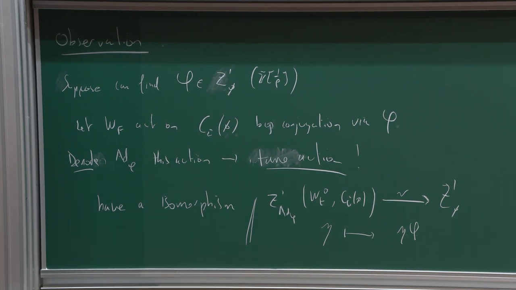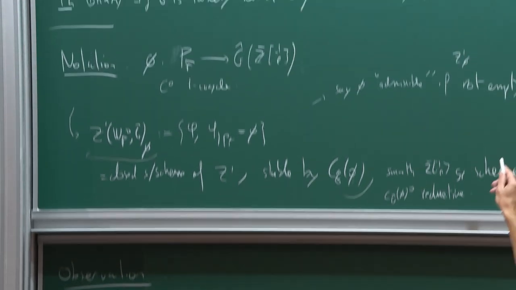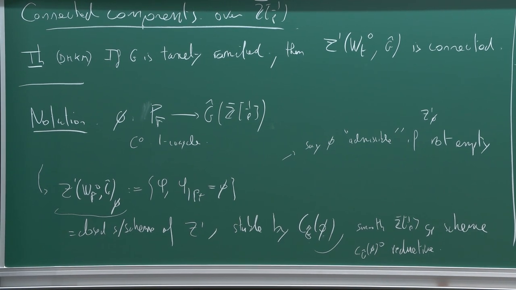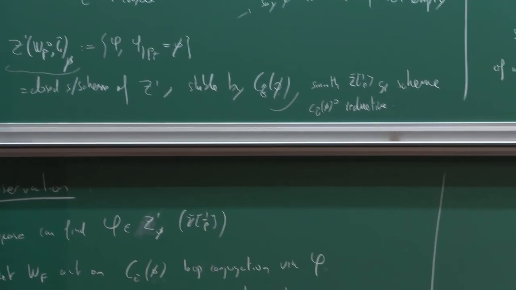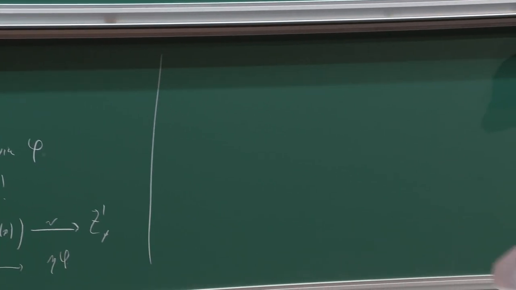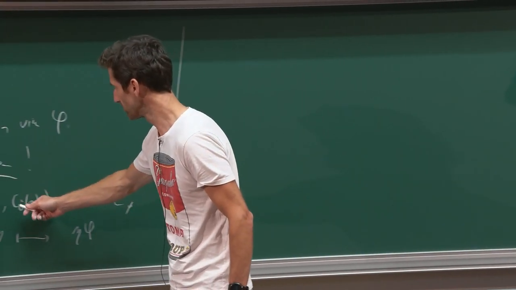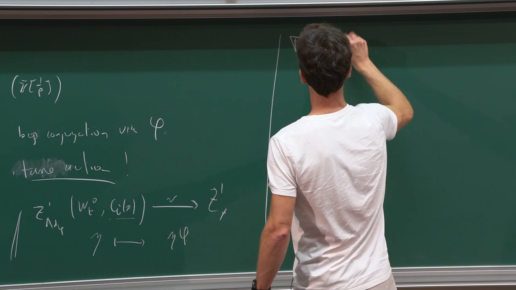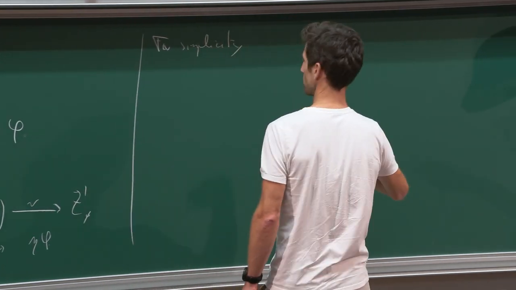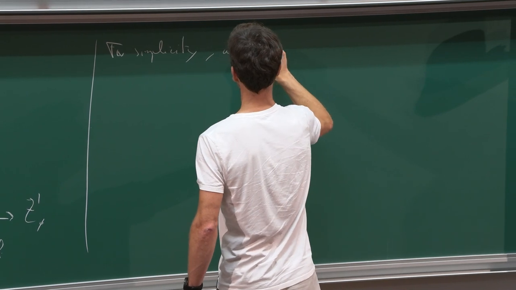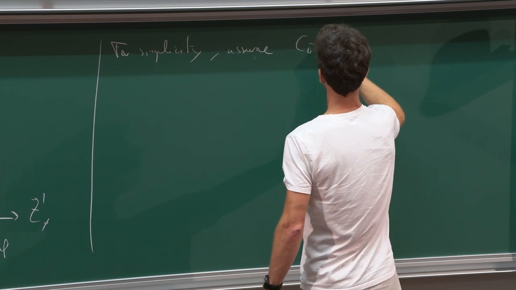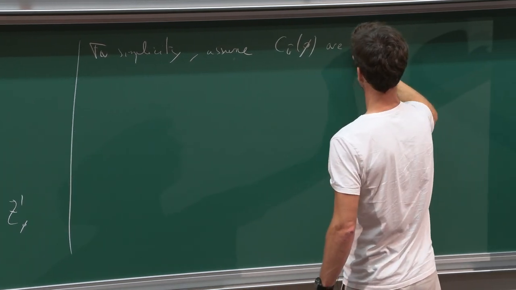Okay. And so now you start to think that maybe there is some kind of reduction to the easy setting, I mean the tamely ramified case, where you look only at tamely ramified parameters. And that is true. But maybe I will explain this under some simplifying assumption. So for simplicity, I will assume that this is connected. Otherwise it gets quite technical and a lot of notation, but it can be done. For simplicity, assume that the centralizers are connected. All.